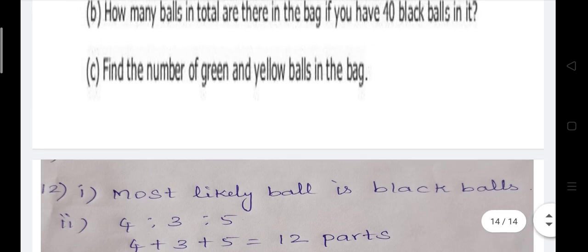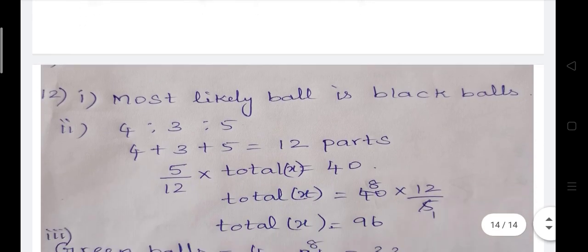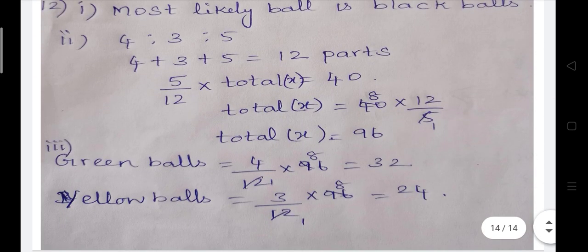Now to find the number of green and yellow balls. We know the total is 96 balls. You can find from this ratio. Number of green balls: 4 by 12 into 96, that is 32. Yellow balls: 3 by 12 into 96, that is 24 balls. So green balls are 32 and yellow balls are 24.